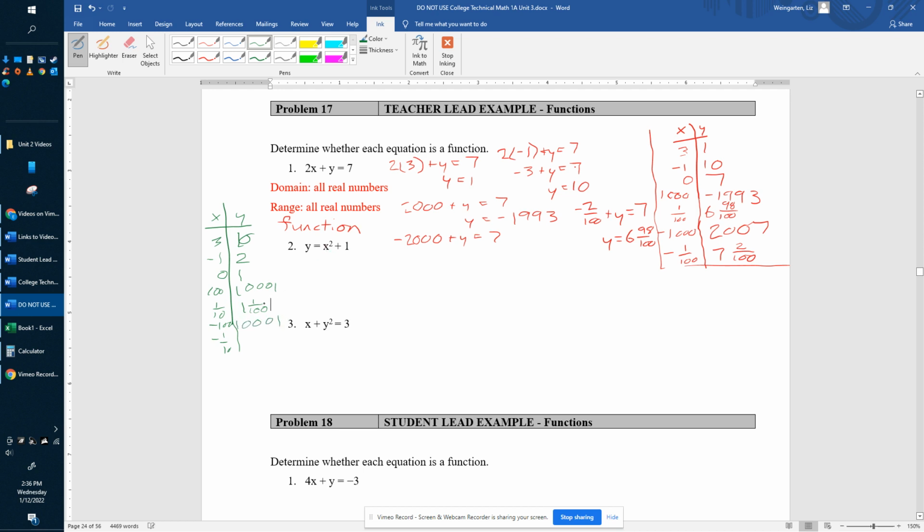Now we see that we have repeated items in the range. That's okay. We just can't have repeated items in the domain. So we're all good still. Negative 1/10 squared is 1/100th, plus 1 is 1 and 1/100th. So I'm going to go ahead and say that this is also a function.